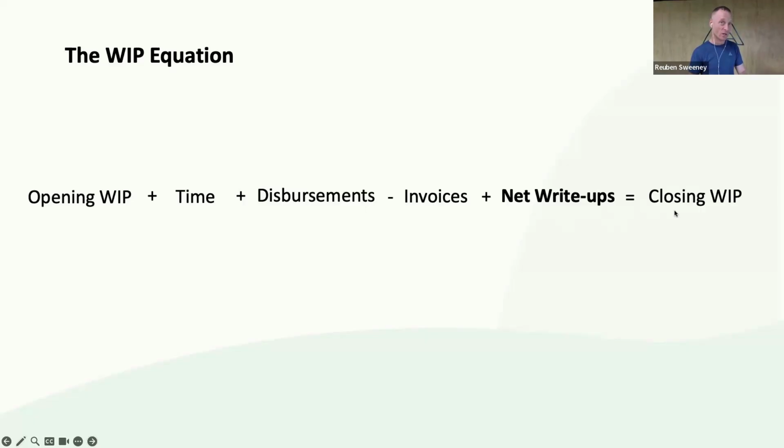The end result is a closing WIP balance, and that's like a bank account balance that goes up and goes down, but ends its life at zero for a job, for a client, and for a firm as well. So that's the full WIP equation.